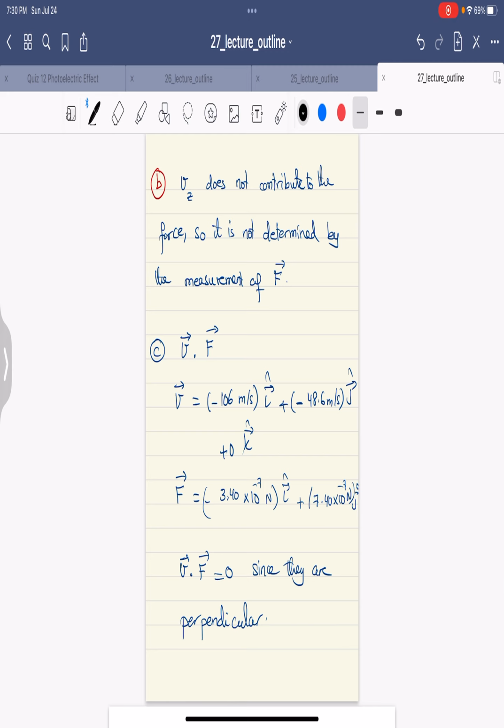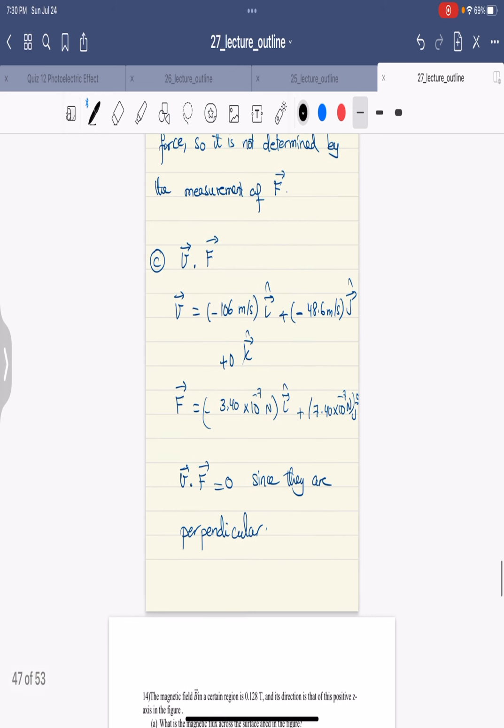But the problem here is, if you do an approximation like in the middle, you're going to get a number that is really very small, but it's not 0. But ideally, V dot F should be 0, because when two vectors are perpendicular, their dot product is going to be 0.